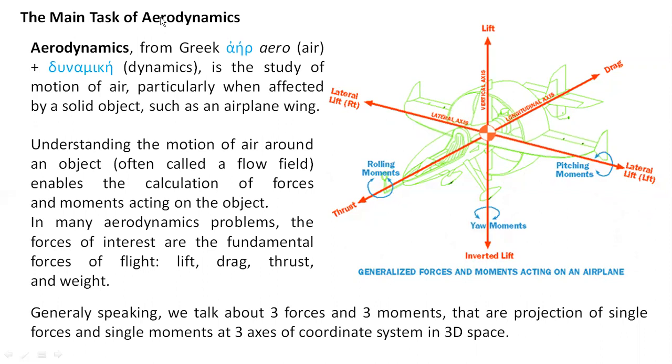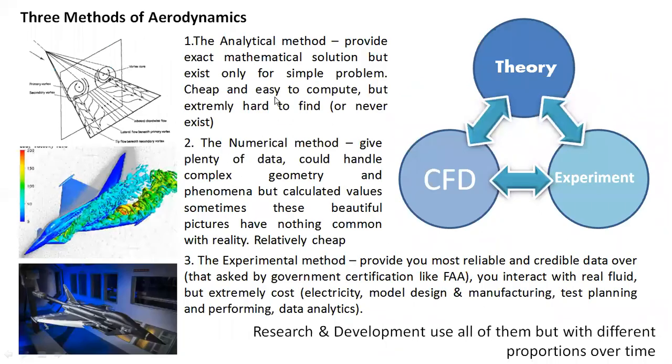And what can we use to accomplish this task? We have 3 main methods of aerodynamics. There are theoretical methods, analytical methods. We have exact mathematical solutions for simple problems like a delta wing, a straight wing, lifting-line theory, like a 2-dimensional airfoil, and so on. But this method exists only for simple problems.